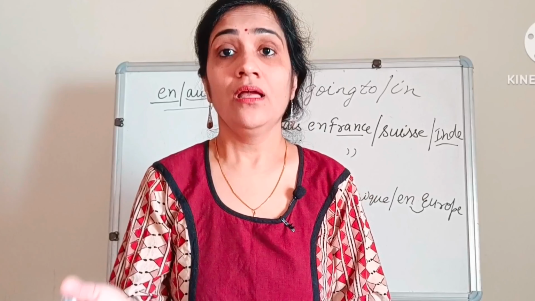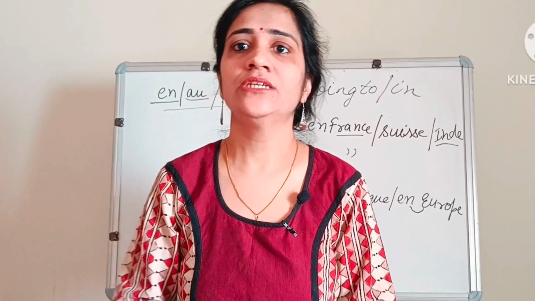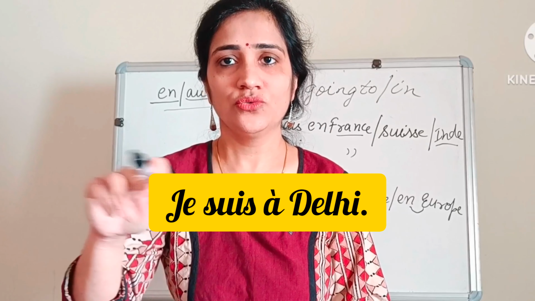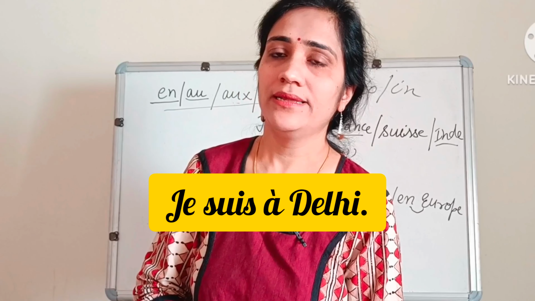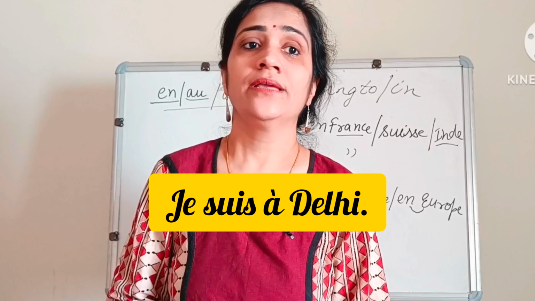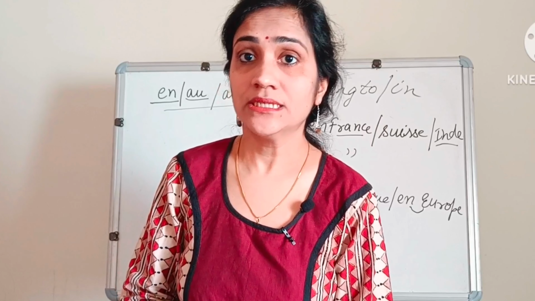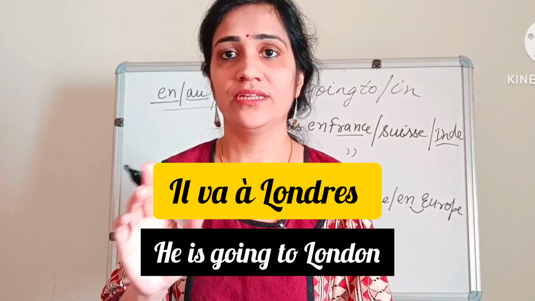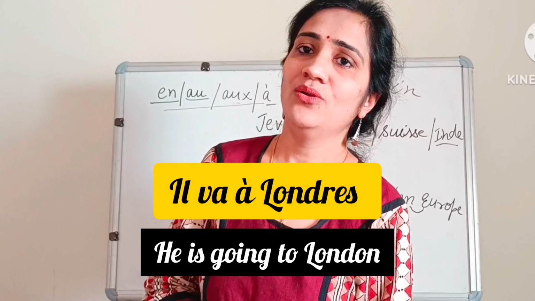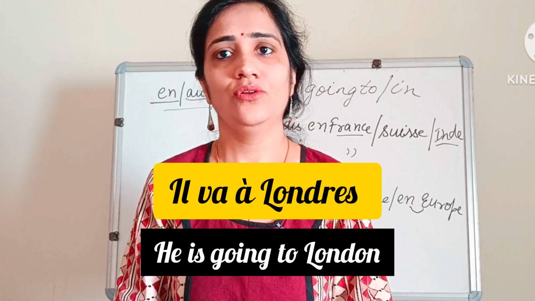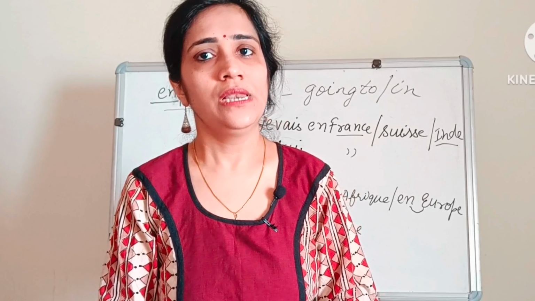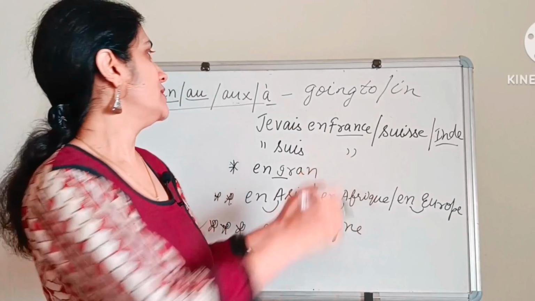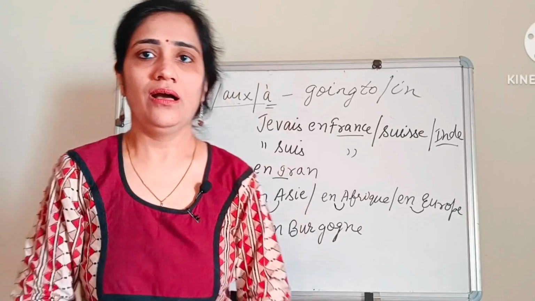If you have to say I am in Delhi, je suis à Delhi. So referring to in here, je suis à Delhi. I am in Delhi. If you are saying he is going to London, il va à Londres. We have a different term here in French for London, il va à Londres. He is going to London. So referring to in or going to with the cities, you have to use à.